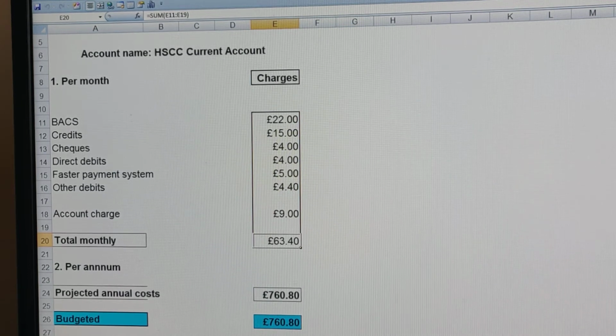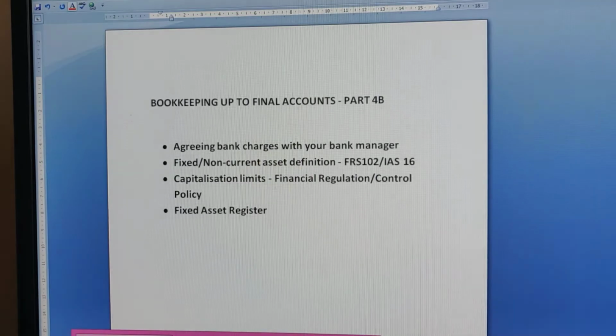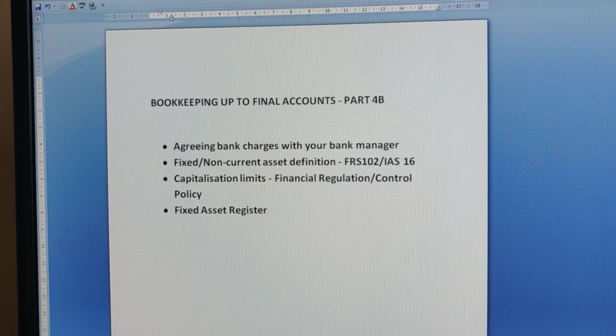Don't just stay with the same bank until they get your business into a very big mess. So, very simple. If I leave that and move on to the next topic, which is fixed assets, which is what we commonly call our business assets in the UK. They also call them non-current assets on the international scene.